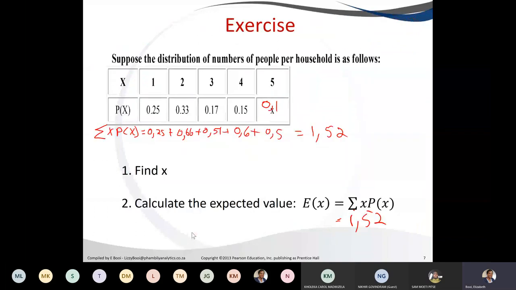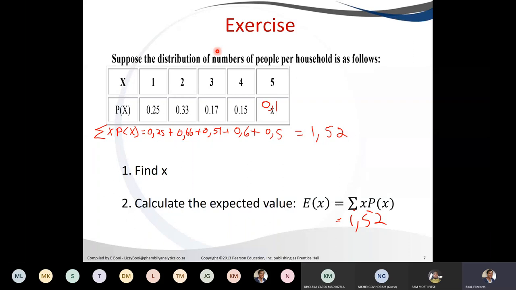Okay, we go back. So if you add all the values, remember I didn't do the calculations, so let's quickly double check again so that everybody is happy.